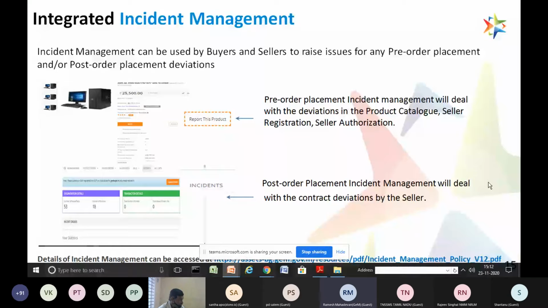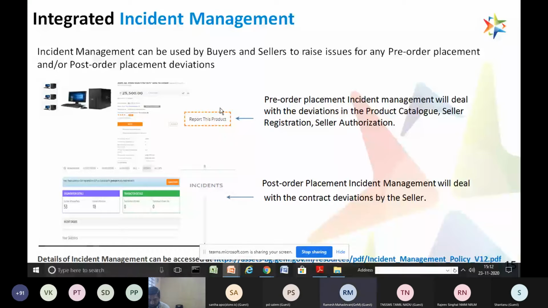In the case of a pre-contractual incident, any product which is found faulty can be reported by a peer or by the buyer. There will be a link called "report this product" near the product listing. You will find this link, so that any buyer or seller who finds the product fishy can go and report it, and it will be registered as an incident in GeM, and GeM authorities will appropriately look into it. So there are two kinds of incidents, as I indicated: the pre-order incidents and the post-order incidents.